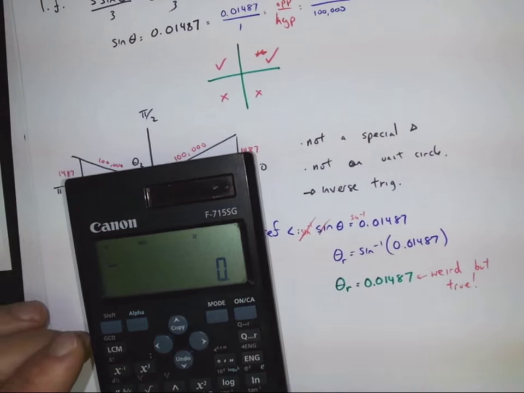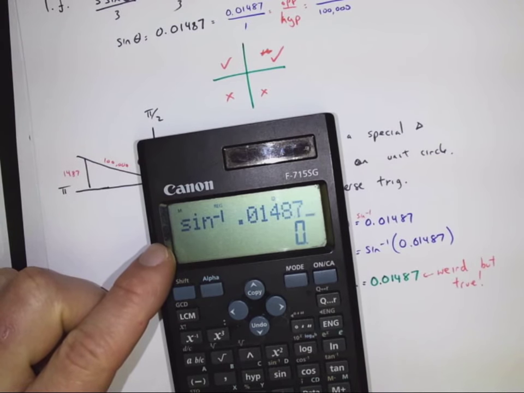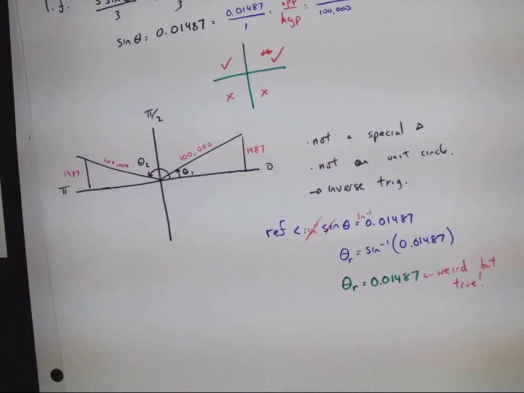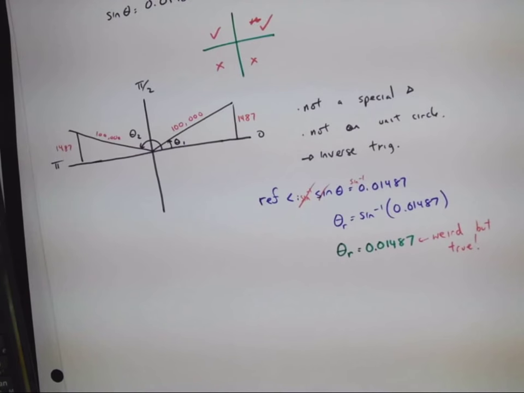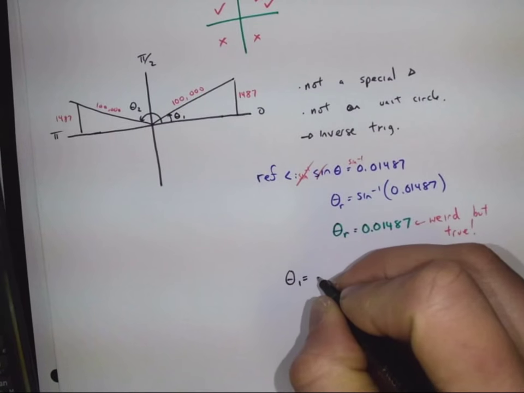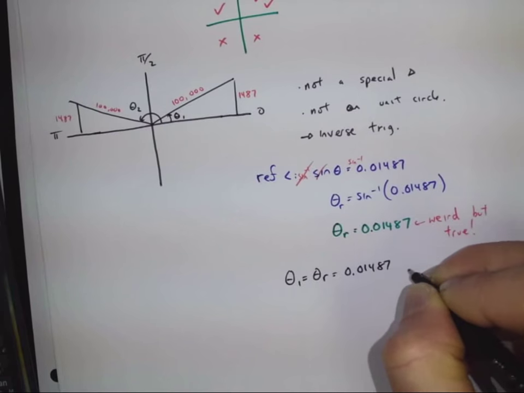Seek calculus if you want to learn more about that. You know what, actually, 0.01487. I just want to double check that. Yeah, okay, cool. Okay, so that's our reference angle. So our two angles then, theta 1 actually is just that value, 0.01487 radians.